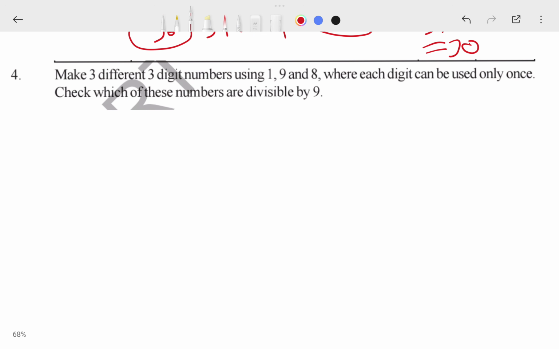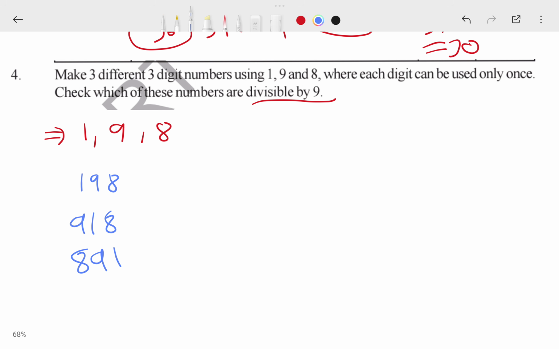The fourth question is: make 3 different numbers using the digits 1, 9, 8 where each digit can be used only once, and check which of these numbers is divisible by 9. Now we have to make 3-digit numbers using 1 and 9. I will write here: 1 given, 9 given, 8. We have to make 3 different numbers. The first number is 198, the next is 918, and the next one is 891.